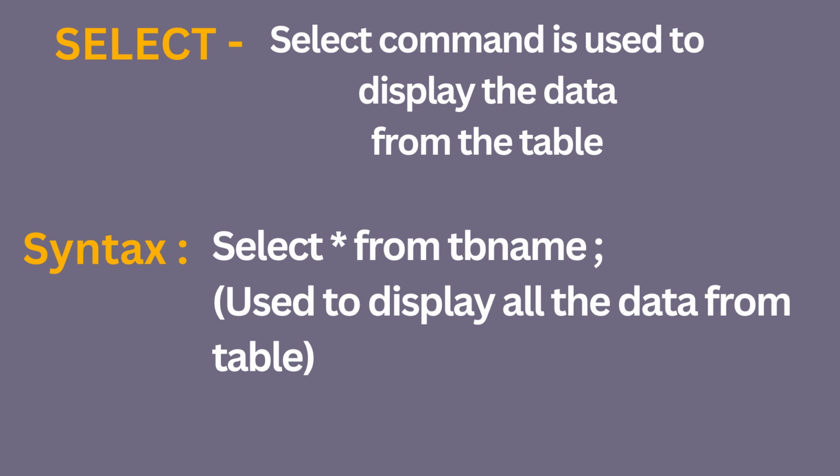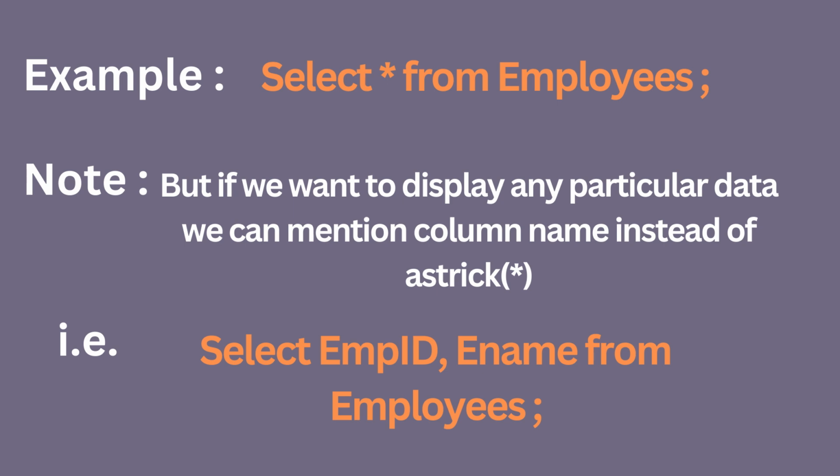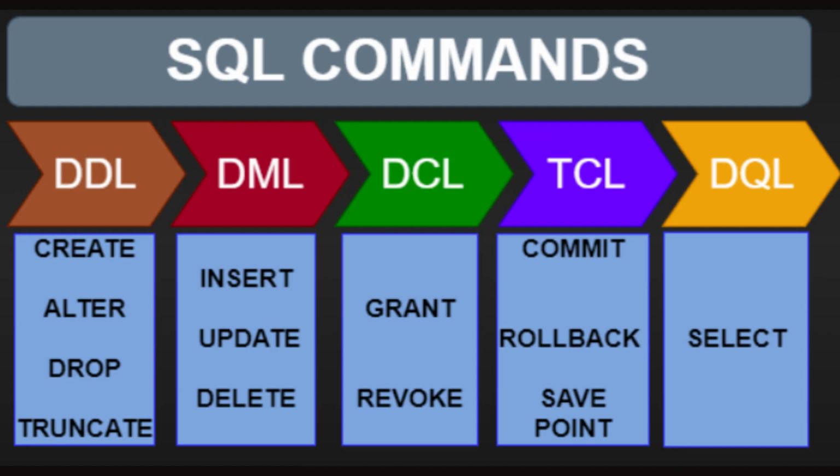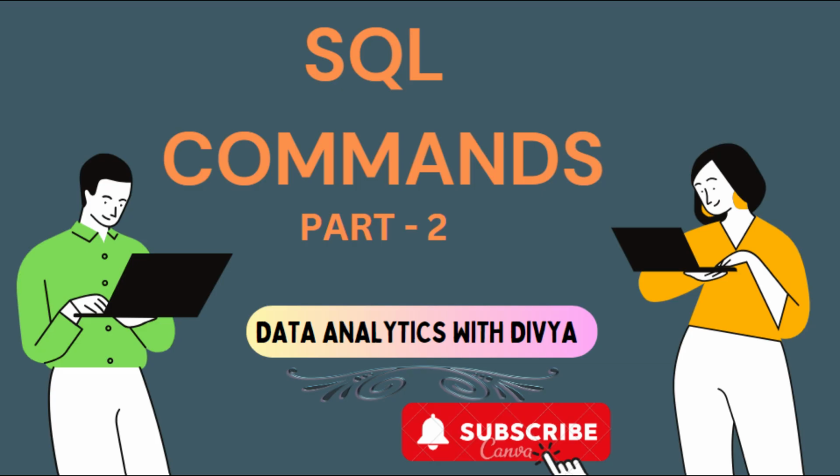Syntax is select star from table name. That is, if we want to display the complete data from the table, we will use select star from table name. But if we want to display any particular data, we can mention column names instead of asterisk. That is, select employee ID, employee name from employees. So this is how we will deal with all the commands, and all these commands we will use mostly in real time. That's it for today's video.